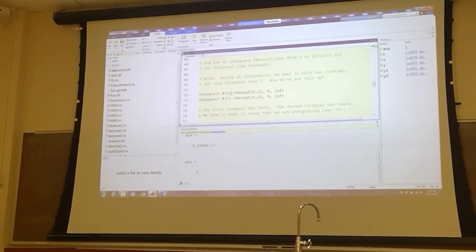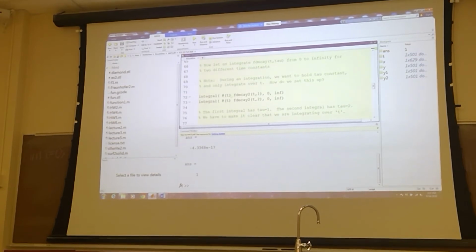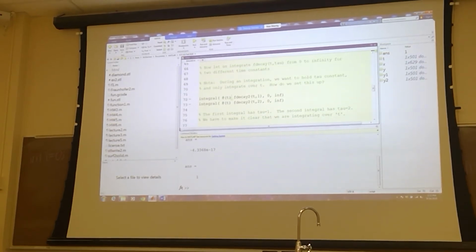And this works for more than one variable as well. I could do at x comma y or something, okay? But we don't need to do that today.